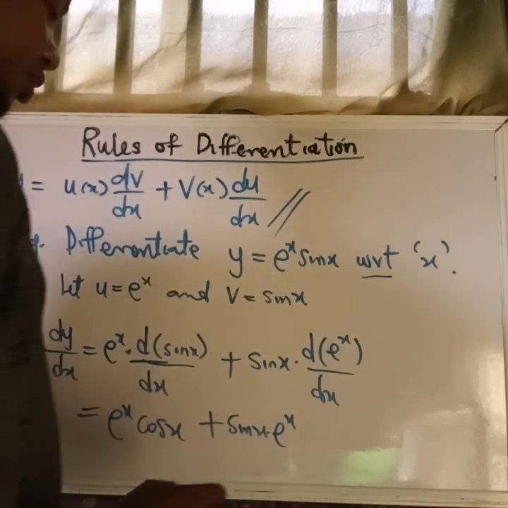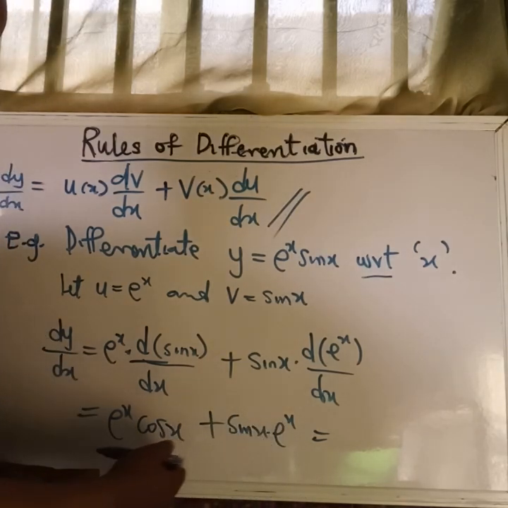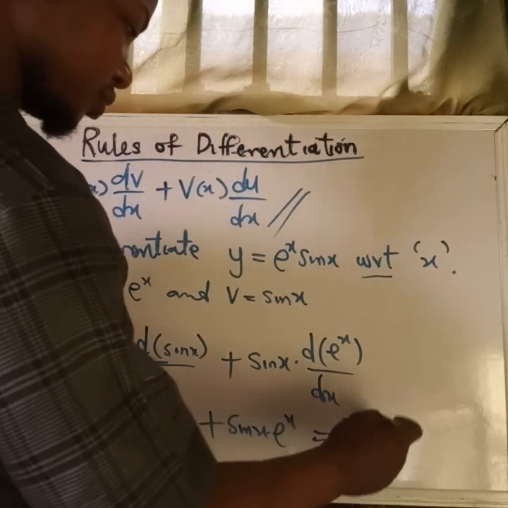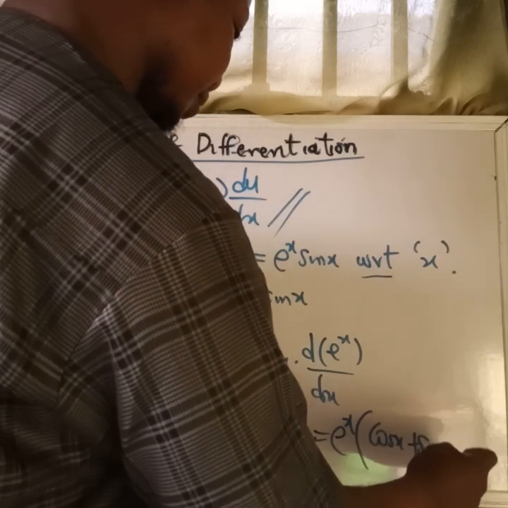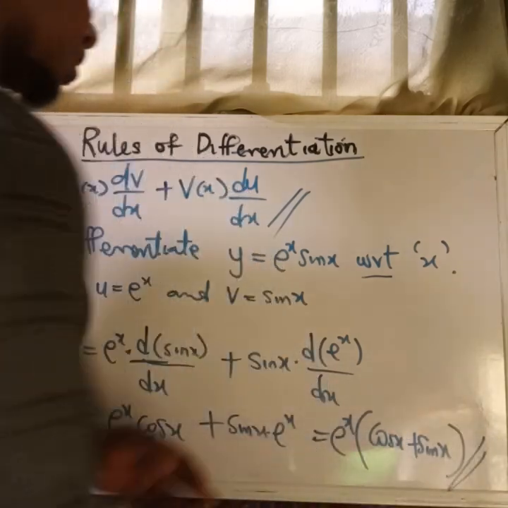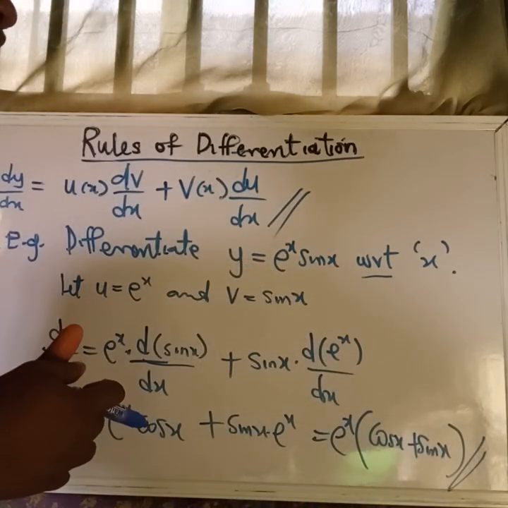Okay, so we can simplify this further. Since exponential x is common here, we can factor exponential x out, so that this is cos x plus sine x. Okay, so this is the derivative of this function with respect to the argument x.